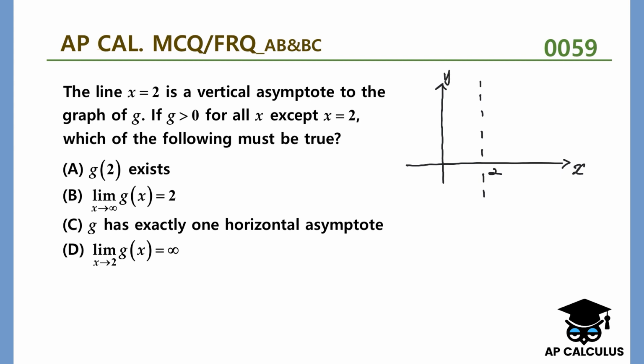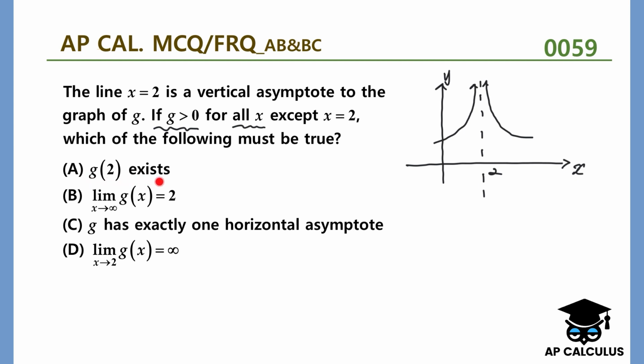G approaches positive infinity as x approaches 2 from the left-hand side, and g also approaches positive infinity as x approaches 2 from the right-hand side. We cannot draw it like this, because it says g is positive for all x. So we must have g above the x-axis. Does that make sense?